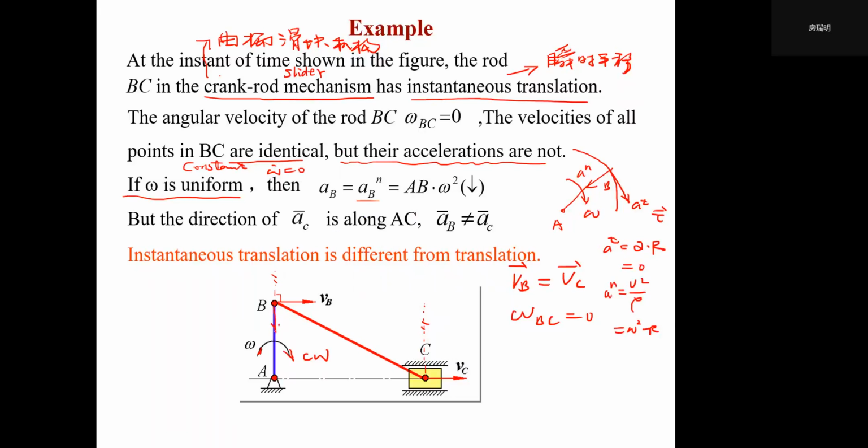So that means B's acceleration AB will be along the vertical direction, downward direction. But the slider C can only move along the horizontal line. So anyway, its acceleration AC will always be along the horizontal line. See, that's why AB cannot equal AC, right? So we have AB not equal to AC, right? That's why. So you guys should know instantaneous translation is very different from translation, right? It is only at this time moment. But for translation, its main characteristic is that any 2 points on the body have VA always equal VB and AA always equal AB.